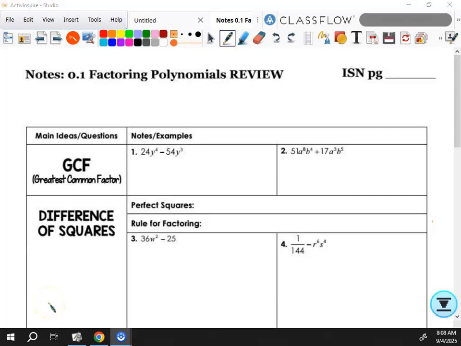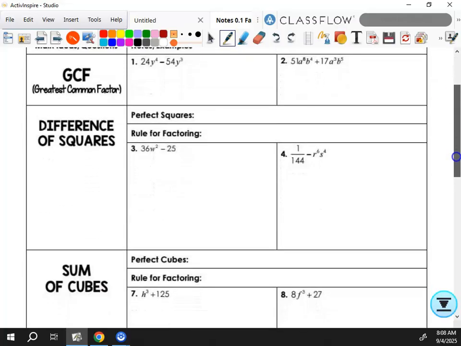Okay, so we're going to review factoring polynomials. Polynomial, that just means we have more than one term. This is a review, which means I shouldn't, hopefully, be teaching you anything new, but it might be some strategies that you haven't used in a while, but things that we need to know. So we're going to start with GCF. Okay, we're going to start very basic.